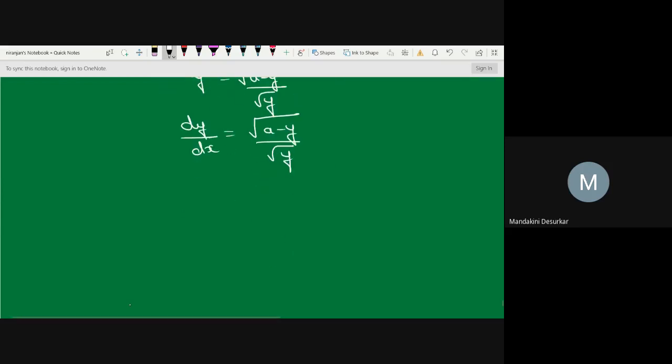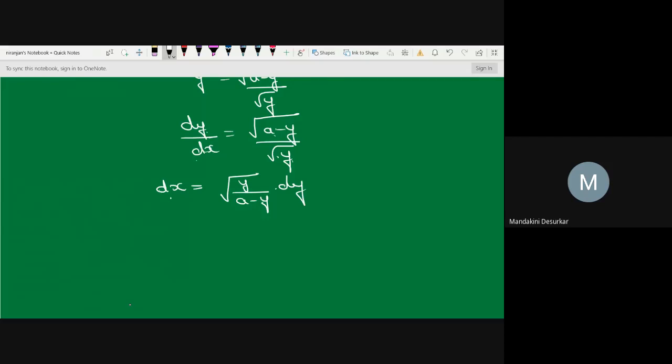Separating the variables, we are getting dx is equal to root of y divided by a minus y into dy. Is that right? Check. This part will go over here and this part will come here. dx is taken over here. I'm taking dx this side because y is in the equation, whereas I'm getting the value of x.